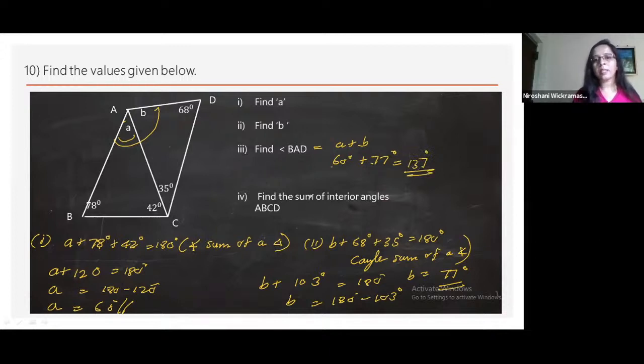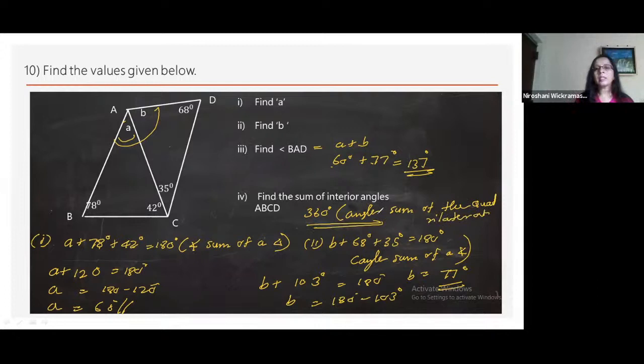Find the sum of interior angles of ABCD. That is 360, because this is a quadrilateral, right? That is 360, the angle sum of a quadrilateral.